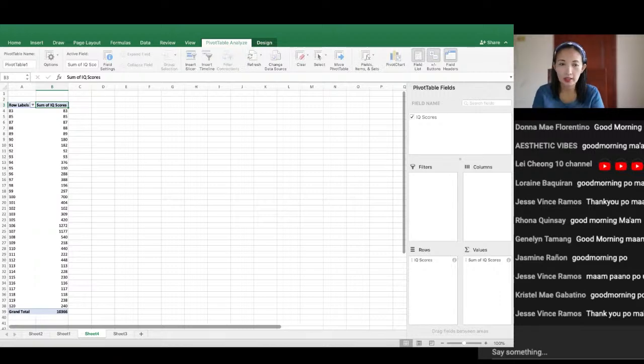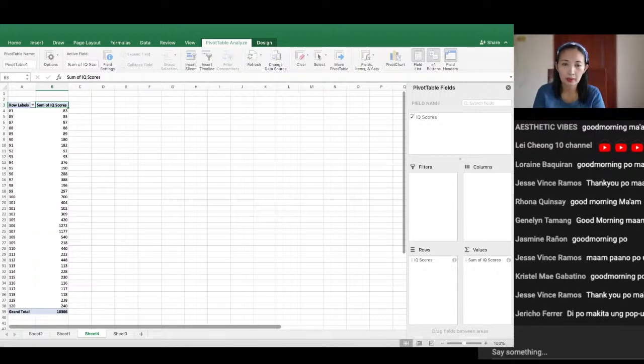Ay, hindi nakikita yung pop-up. Sige, saglit lang. Saglit, picturean ko na lang.